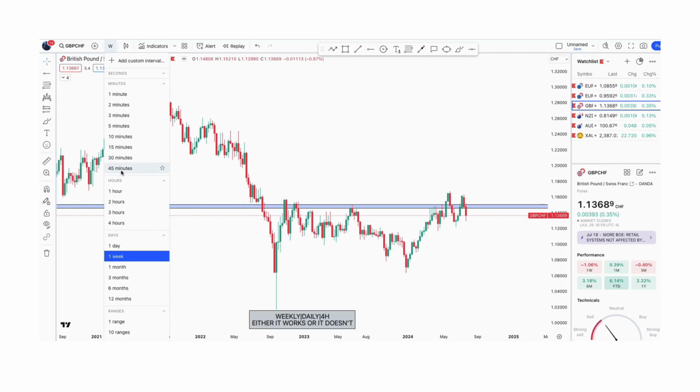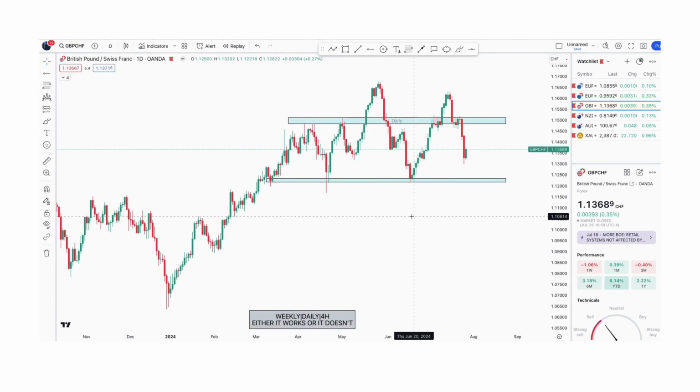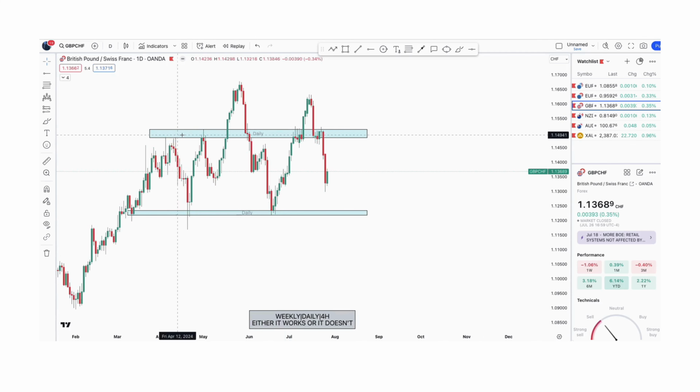So let's break this down to the daily time frame. We can see that price is in somewhat of a range. We have resistance here, we have support here, and we can also better see that double top that's here. So let's go down to the 4-hour time frame.